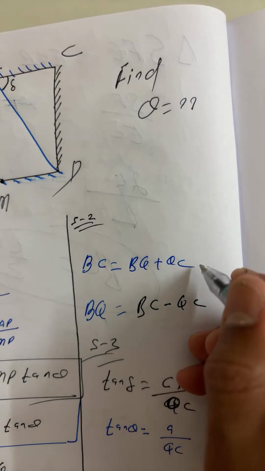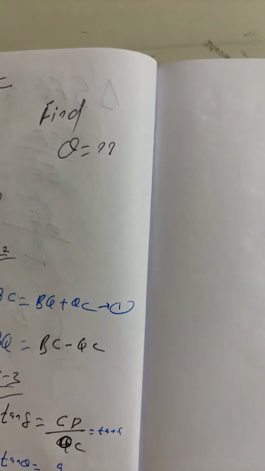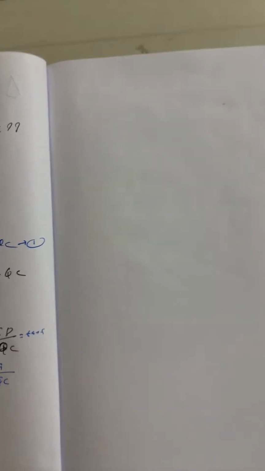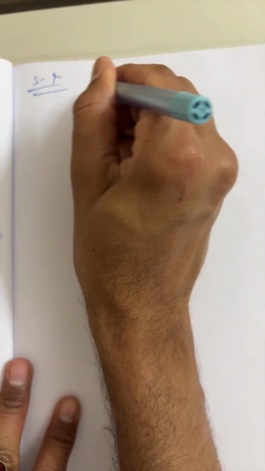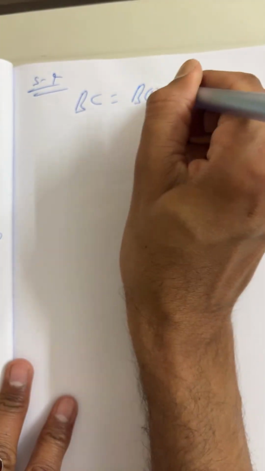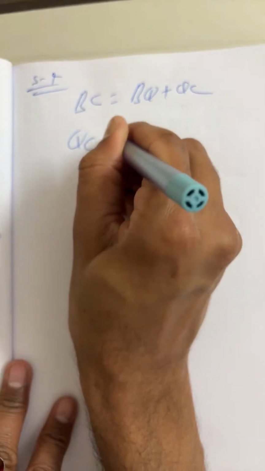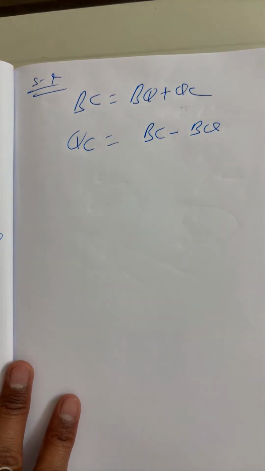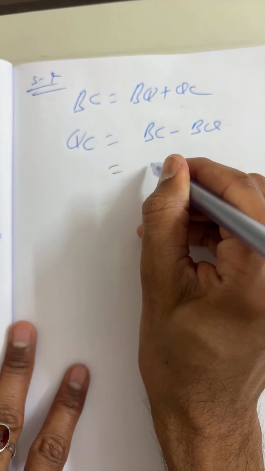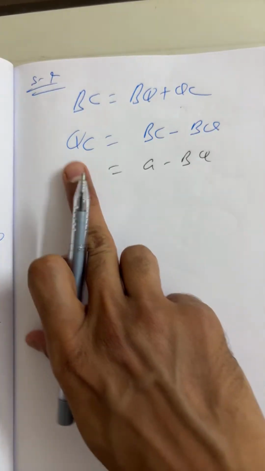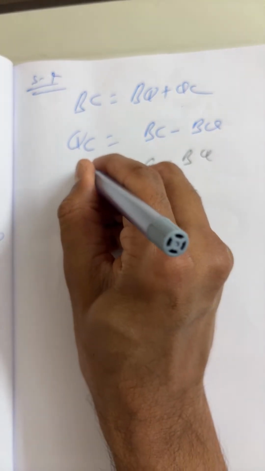Let us suppose this is equation number 1. Now this is step 4. First I'll write BC is equal to BQ plus QC. So QC is BC minus BQ, and BC is A, so A minus BQ. If you want to find QC, we must find BQ.